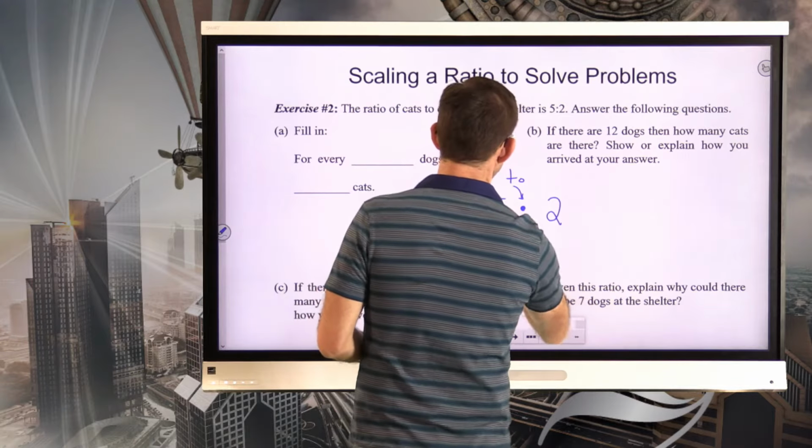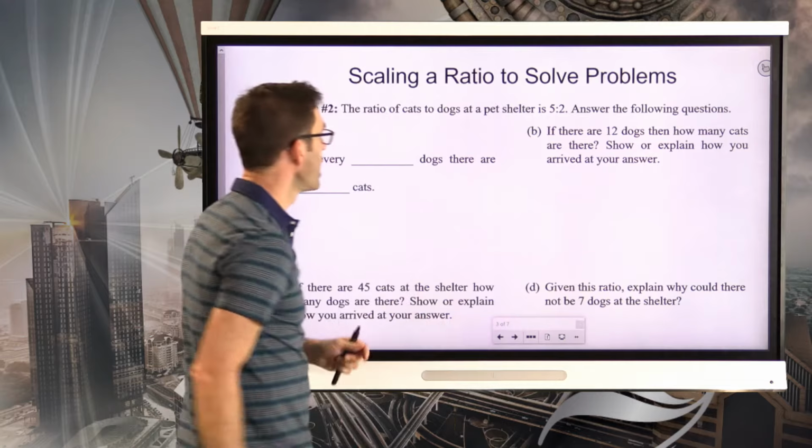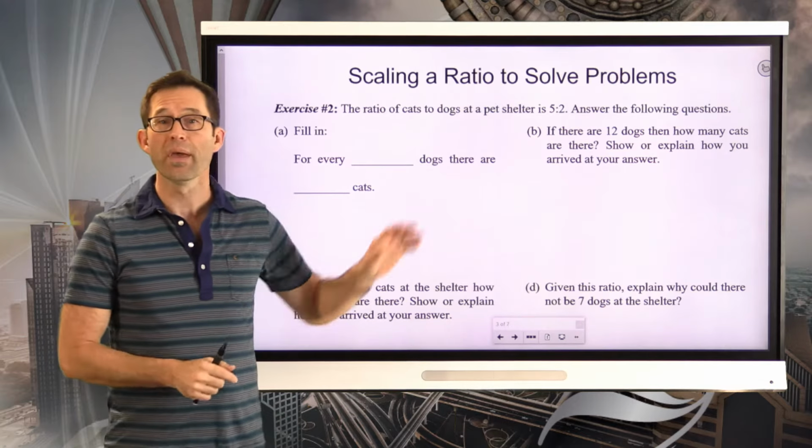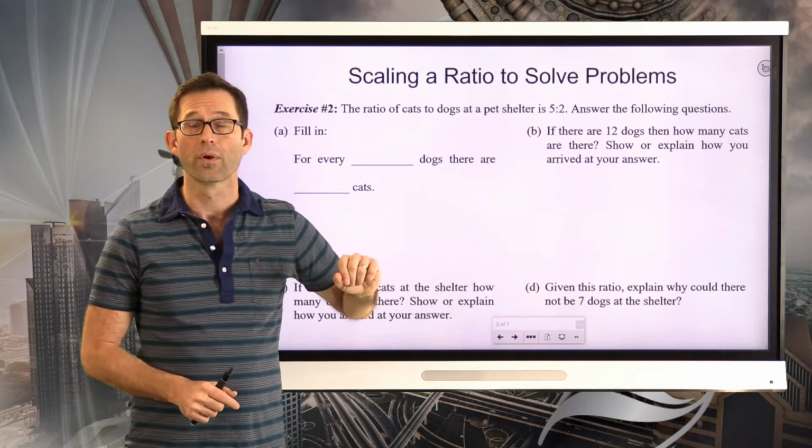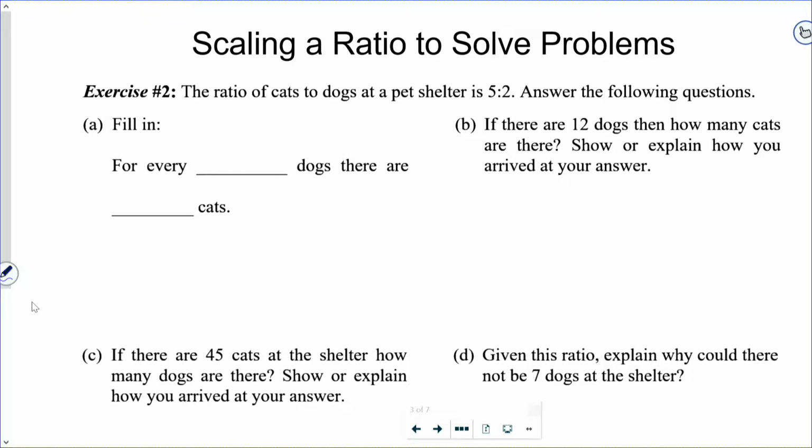Let me get rid of this so we have some room to write. All right, so what we want to do is answer the following questions. So letter A, fill in the following blanks. And I'd like you to do that now. Just take a few seconds and try to fill that out. But be careful and look at that ratio statement again.